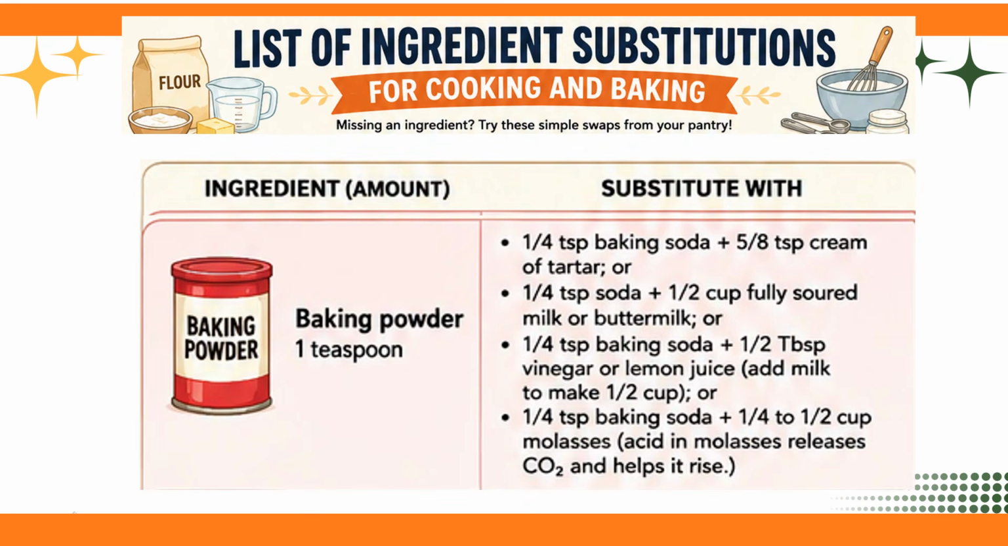Baking powder, 1 teaspoon. Substitute with 1/4 teaspoon baking soda plus 5/8 teaspoon cream of tartar, or 1/4 teaspoon baking soda plus half a cup fully soured milk or buttermilk, or 1/4 teaspoon baking soda plus 1/2 tablespoon vinegar or lemon juice used with milk to make half a cup, or 1/4 teaspoon baking soda plus 1/4 to half a cup molasses. Note about molasses: in order for carbon dioxide to be released and cause the product to rise, an acid ingredient must be present to react with the soda.